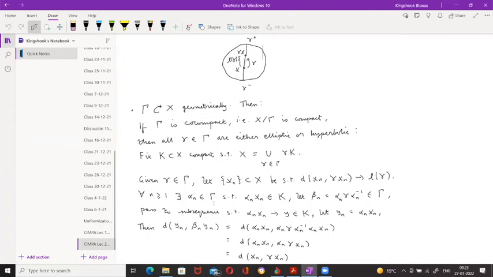Yeah. Okay. So you look at the distance between x and γ^n x, and you divide that by n, and take n to infinity. That will give you the same thing. That's correct. That's right. That's quite easy to see, and that will be true for any point.